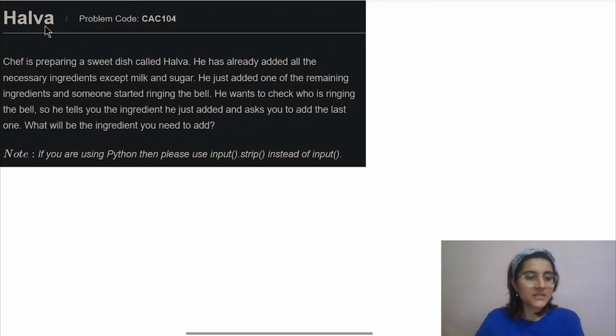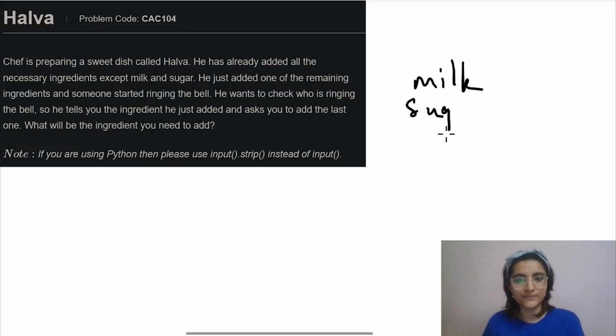So the problem statement says that Chef is preparing a sweet dish called halva. He has already added all the necessary ingredients except milk and sugar. He just added one of the remaining ingredients and someone started ringing the bell. What is told to you is that halva definitely needs milk and sugar in Chef's world, and he has already added one of these two ingredients. You're not told which one just yet, but you will be.